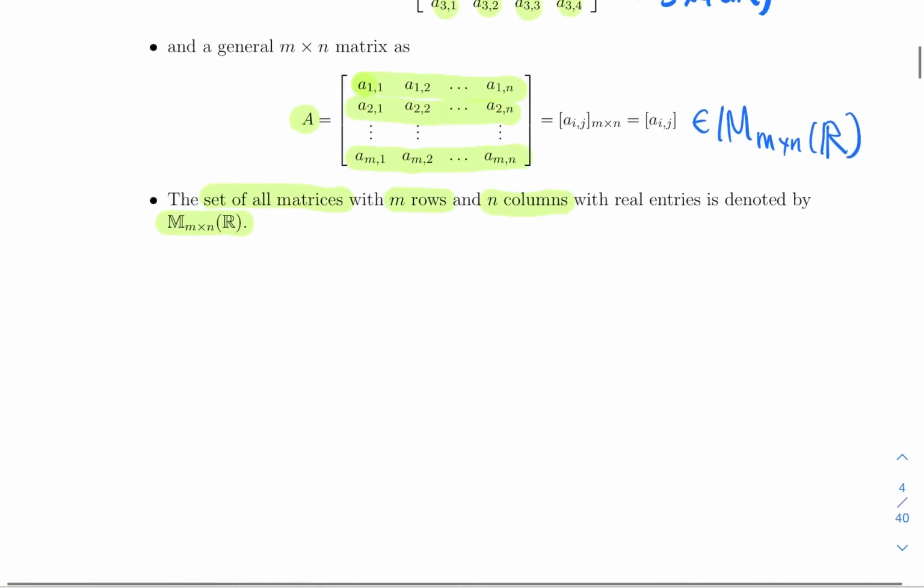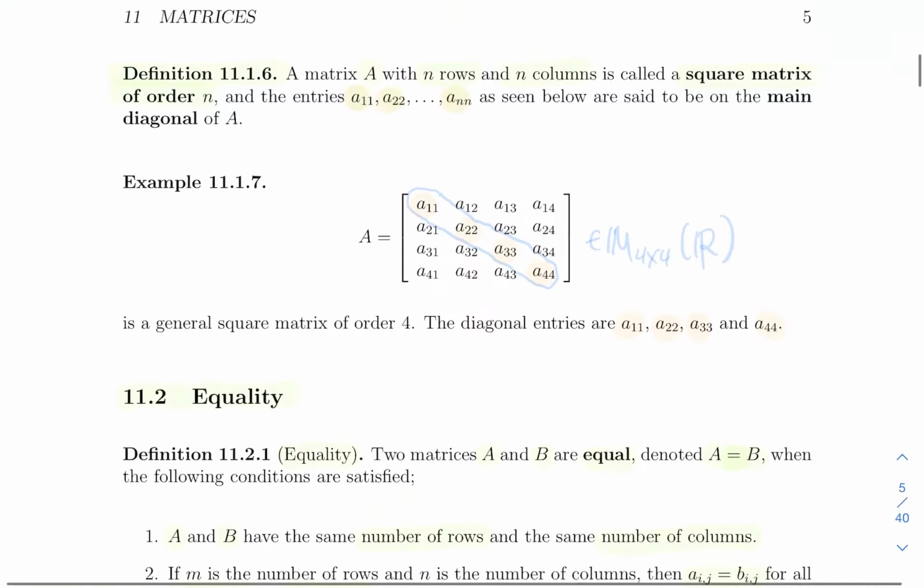The last piece of definition in that section is about square matrices, 11.1.6. If you have a matrix A with n rows and n columns, where n is the same number, we call that box of numbers a square matrix of order n. And the entries on the first row, first column, second row, second column, and all the way down to the last row, last column, so the entries A11, A22, all the way down to Ann, are called the entries on the diagonal, the main diagonal of A.